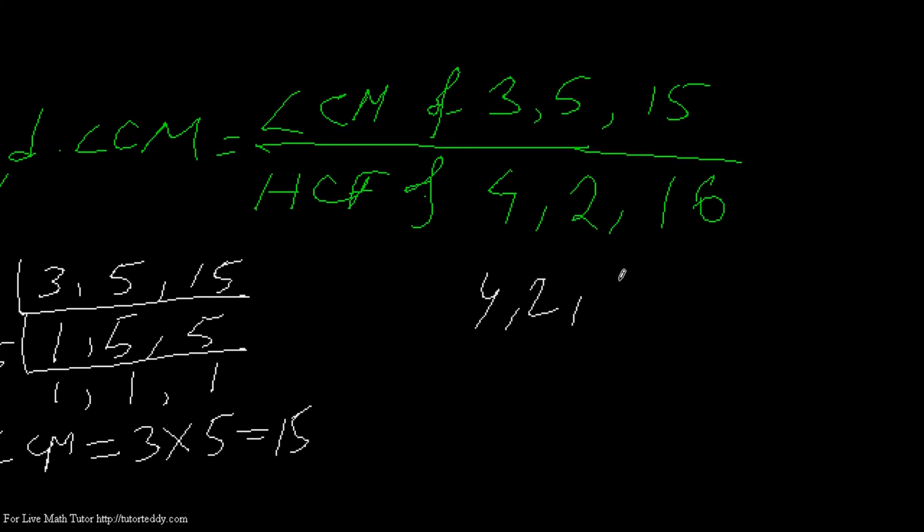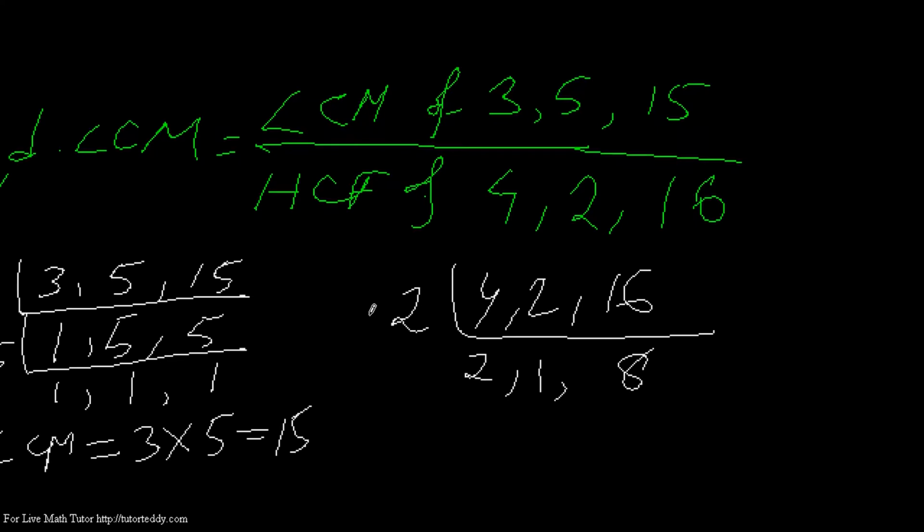And what about the HCF? 4, 2, 16. All the three numbers should be divisible by a common factor. So let me divide by 2. 2 twos are 4, 2 ones are 2, 2 eights are 16. So I get 2, all these three numbers will be divisible by 2. And after that these two numbers will be divisible by 2, but not 1. So I don't need to divide any further. I have got my HCF of these three numbers, which is 2.